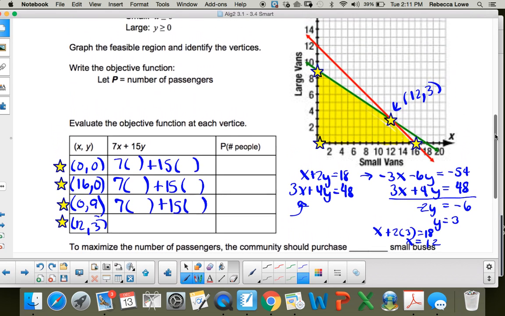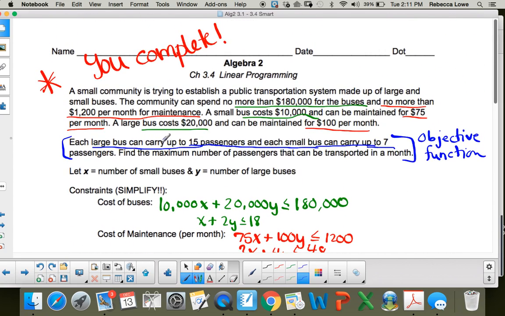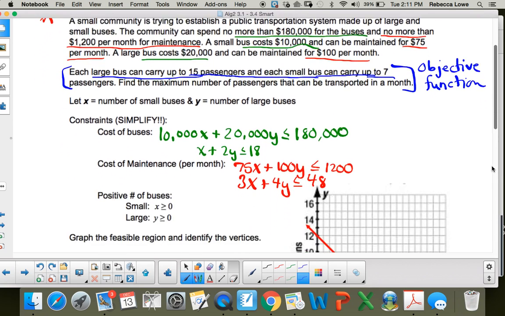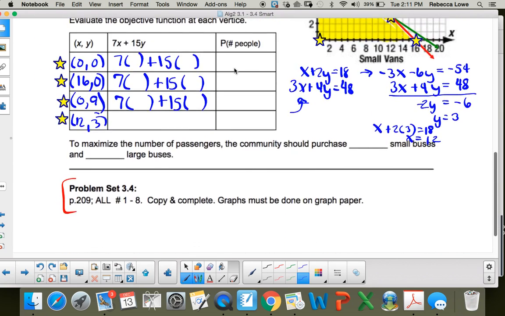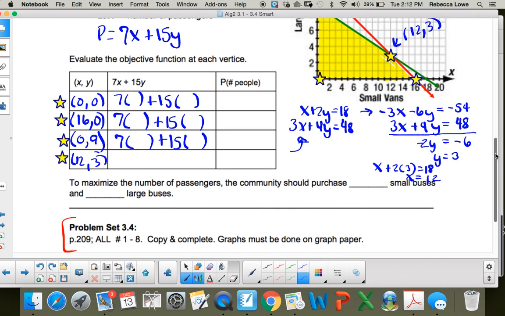So now we're going to write our objective function, and that's what's given in this second paragraph. Each large bus can carry up to 15 passengers. Well, large is y, so that would be 15y. And each small bus can carry up to 7 passengers, so that would be 7x. So our objective function would be 7x plus 15y. Pretty easy. So I'm going to write that down here. P is the number of passengers, and our objective function is 7x plus 15y. This is what we're trying to maximize, the number of passengers.